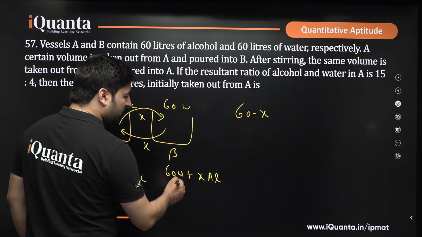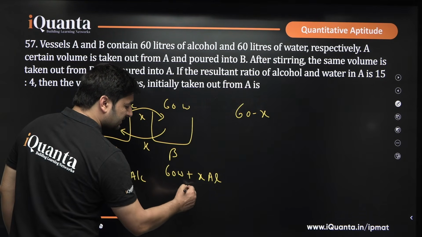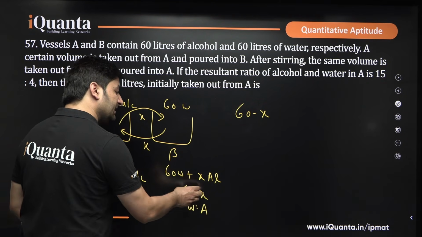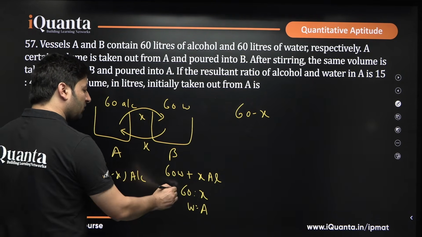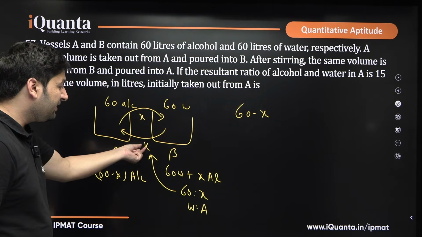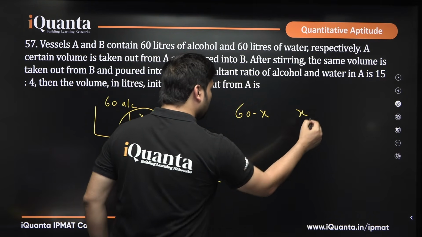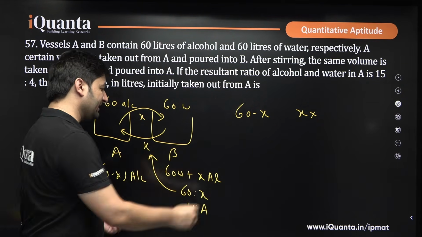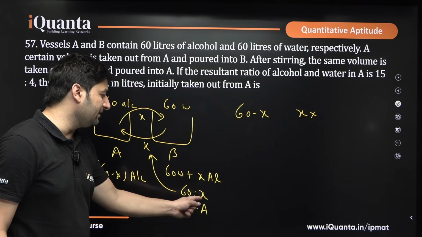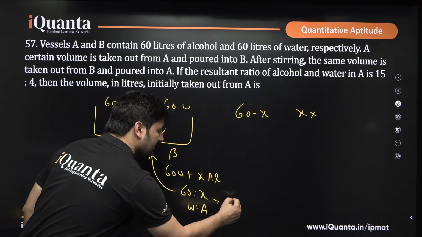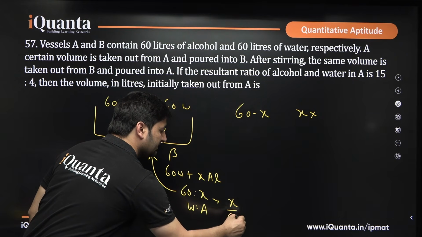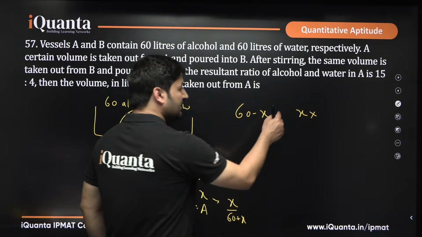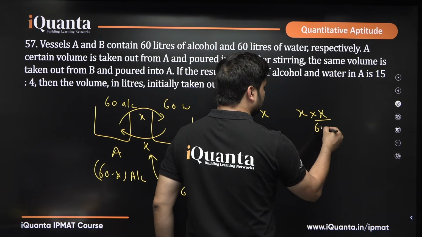What is the ratio of water and alcohol here? 60 is to X is the ratio of water to alcohol in this, and 60 is to X will be the ratio of water to alcohol in this as well. So we are taking out a total of X. Out of this X, how many parts of alcohol will be there? Alcohol is X out of the total 60 plus X. So X into X upon 60 plus X.